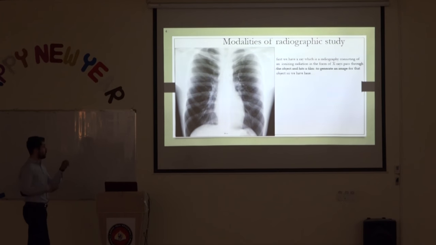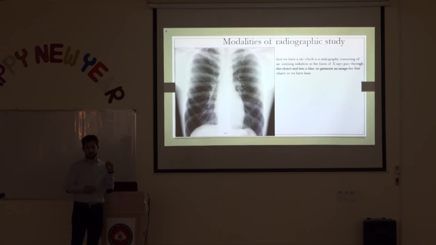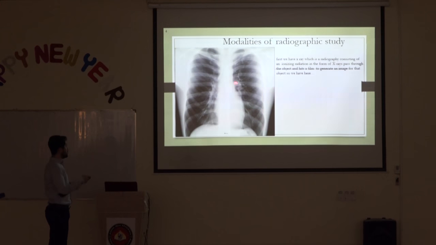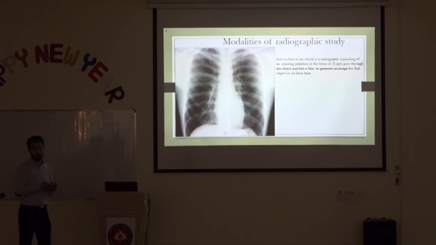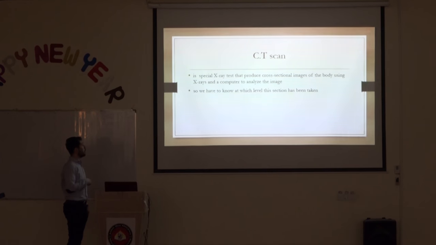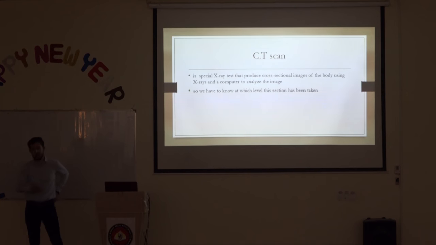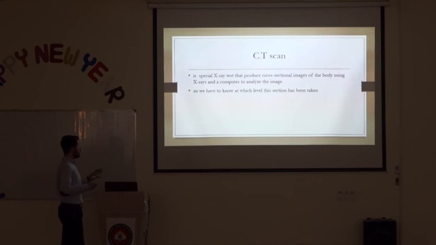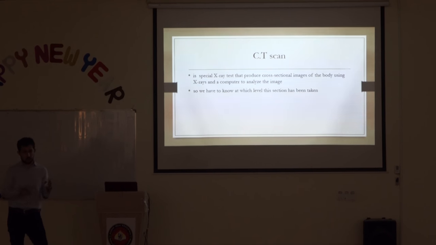The structure which absorbs the X-ray will appear as a white structure. We call it an opaque structure. And the structure where the X-ray passes through will appear black. Secondly, we have CT scan. CT scan is based on the same principle as X-ray. What's the difference? CT scan generates many pictures, many X-ray films, and combines them together using the computer.